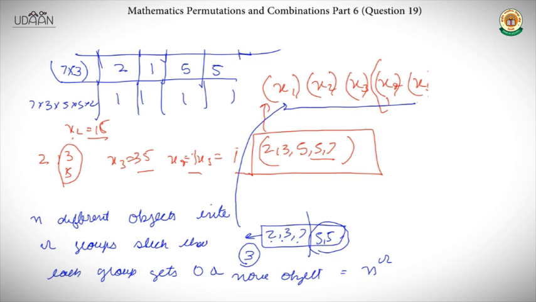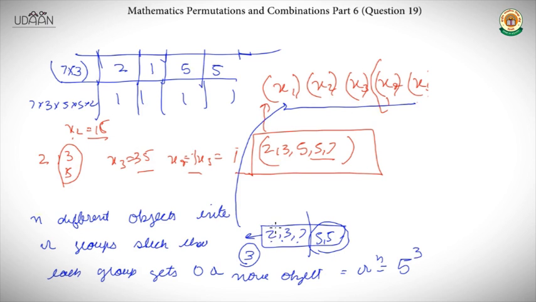It's r raised to the power n. Yes, we did this in the theory. It is not n raised to the power r, it's r raised to the power n. So here we get 5 raised to the power 3. And how does this come 5 raised to the power 3?